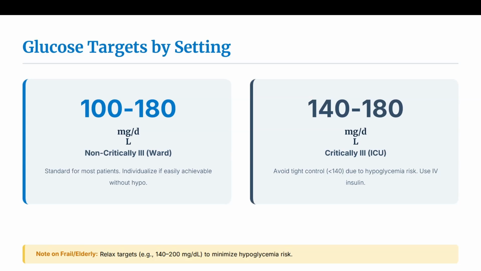In critically ill patients, it is less strict: 140 to 180. This is to avoid tight control due to hypoglycemia risk. Use IV insulin for better titration. Note that for frail and elderly patients, you can relax the targets up to 200 to minimize hypoglycemia risk.